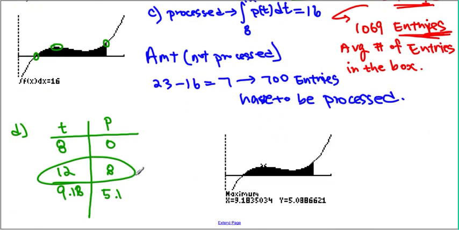Justify your answer this way: the highest rate was when t was equal to 12.